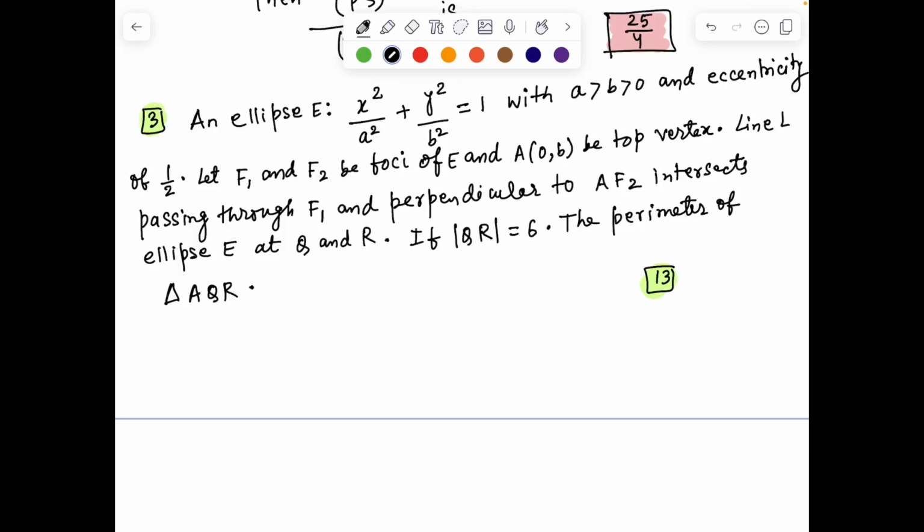Here is a problem from ellipse. An ellipse, a standard one with a more than b, an eccentricity of half, with F1 and F2 as focus, and A is the top vertex. Let L be the line passing through F1 and perpendicular to AF2 that intersects ellipse E at Q and R. If QR distance is 6, we need to find the perimeter of triangle AQR.